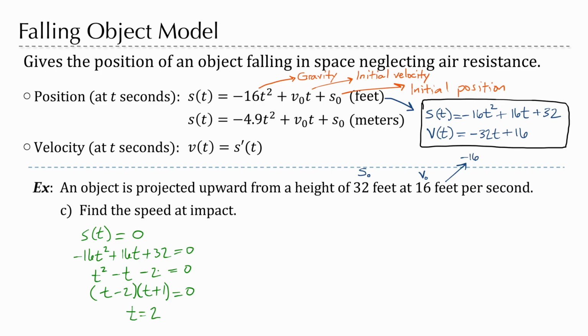Now to calculate the speed, we're going to plug that into the velocity. The absolute value of the velocity at 2 is going to tell us how fast it was going at that moment without worrying about the fact that it was moving downward and negative. So when we plug that into our function, negative 32t, double that and add 16, we're going to get a positive 48 feet per second at impact.